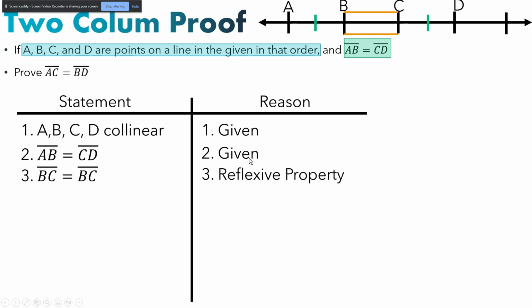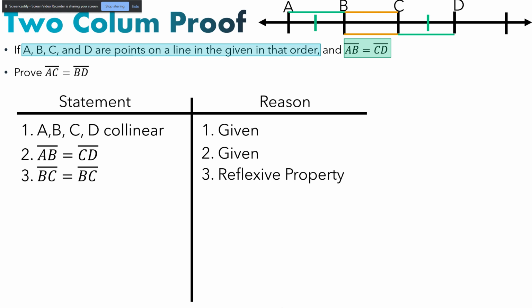BC is equal to BC because it's reflexive. Think of it this way. What the reflexive property means is 5 is equal to 5. So whatever the length BC is equal to, it's going to equal itself. All right? So we can use the reflexive property using that. And that reflexive property is also included on that one page that you guys will be getting. So just a heads up for you guys.